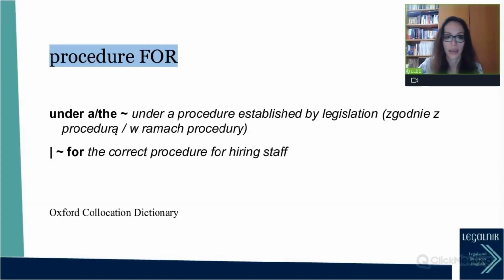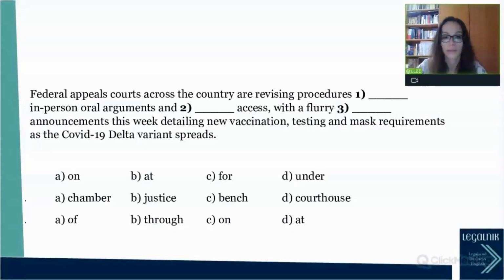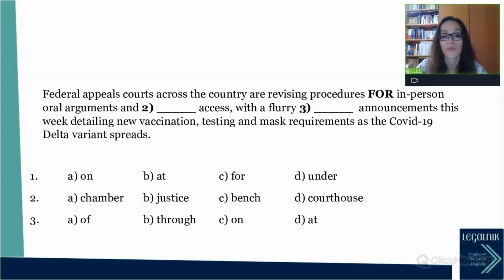So just like here, we've got procedure for something. The other collocation is under a procedure, under the procedure, or procedure for something. Here, zgodnie z procedurą, under a procedure established by legislation, or that's the correct procedure for hiring staff. So again, here we've got, they are revising, and so the courts are revising procedures for these kinds of arguments.